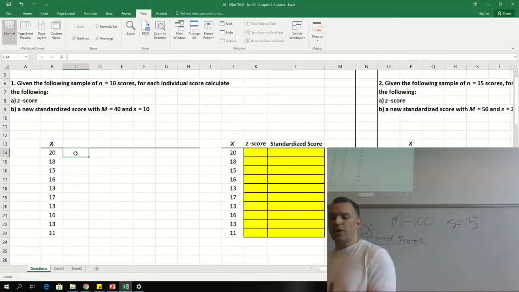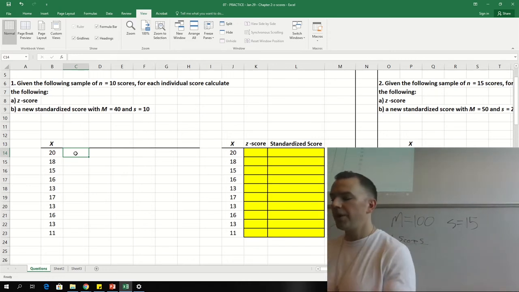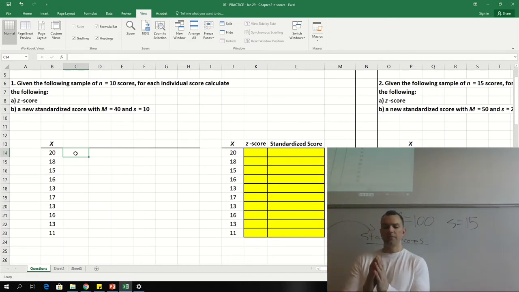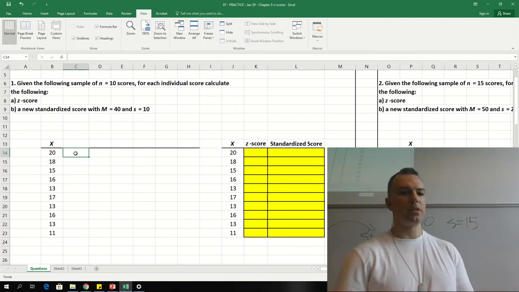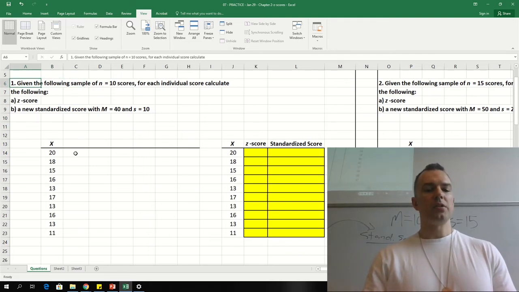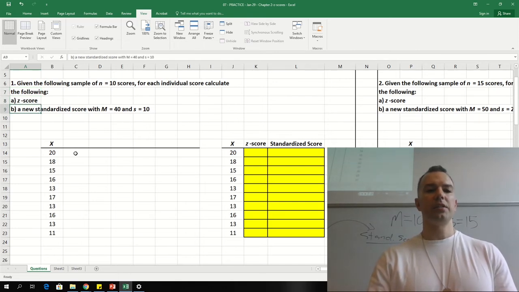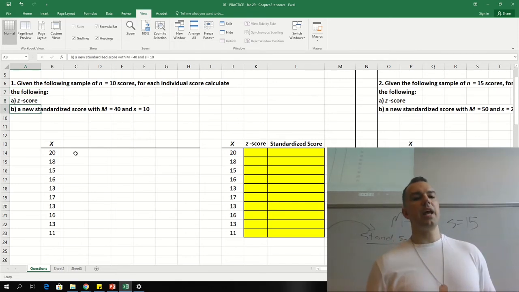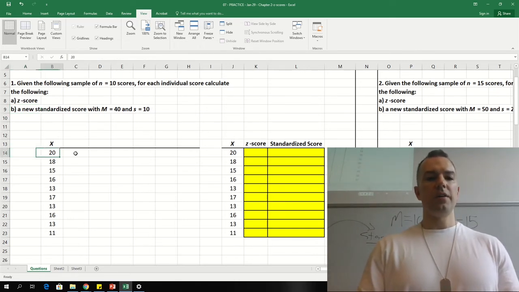But this is a way that I find to be very straightforward and will get you very quickly to be able to calculate a whole series of z-scores. So we got question number 1 here, and it goes, given the following sample of 10 scores, for each individual score, calculate the following. We want to calculate a z-score, and we want to calculate a new standardized score with a mean of 40 and a standard deviation of 10.